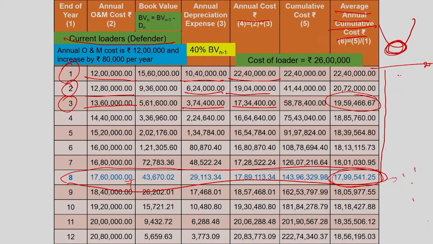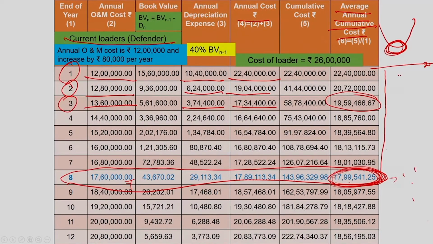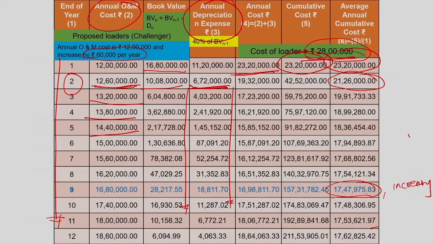Now, you can compare the average annual cumulative cost of the proposed loader and the old loader. You can see the minimum average annual cumulative cost here is 17,99,541, and here it is 17,47,975. So, you can see here it is 17,99,000, here it is 17,47,000.